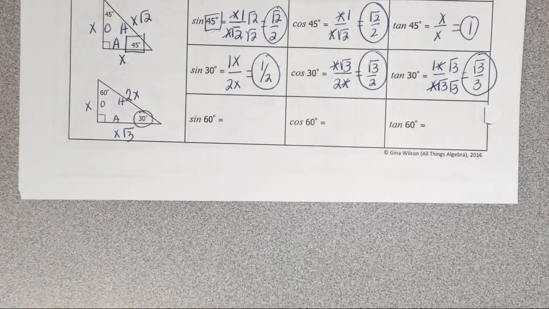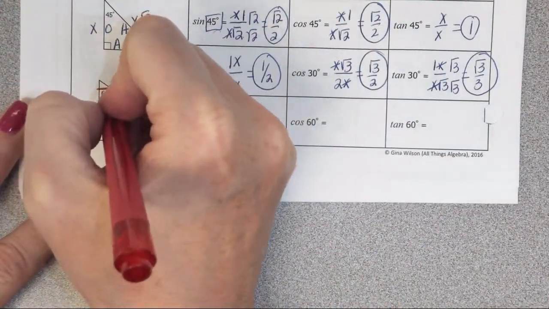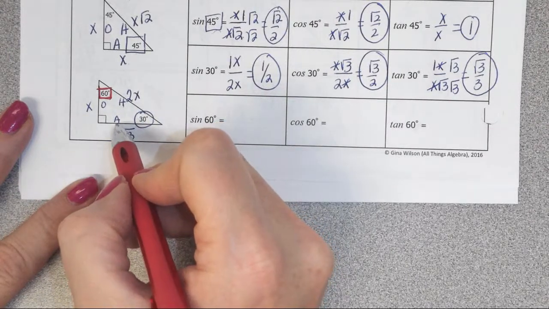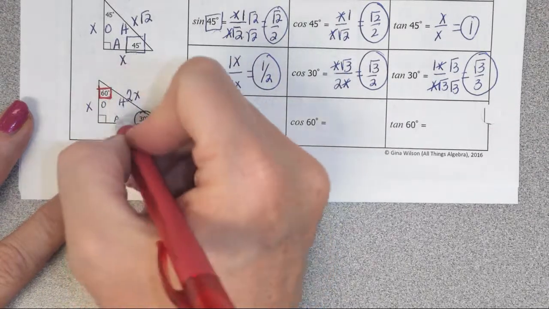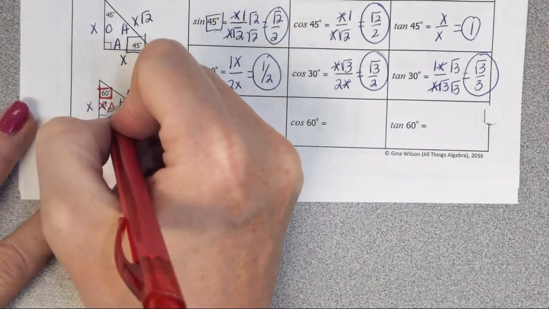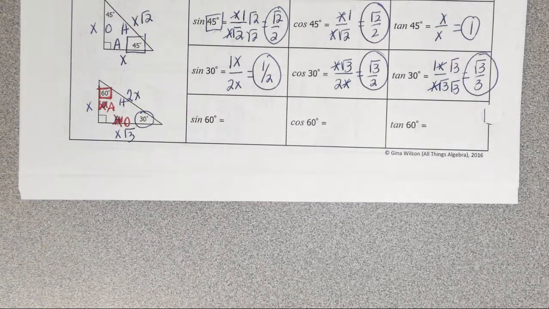All right, now when we switch to 60 degrees, that changes things a little bit because now this is going to be my angle that I'm working with. This is still the hypotenuse, but what does this change to now? Opposite. This would now be my opposite, and this would now be our adjacent. So I have to make that adjustment.